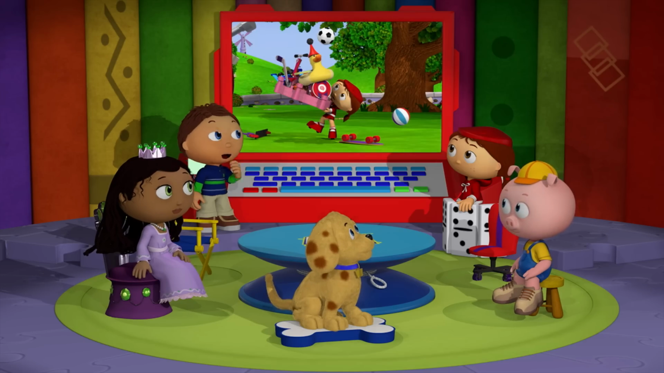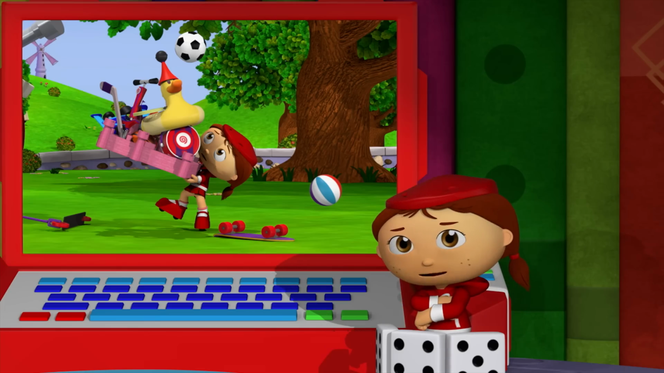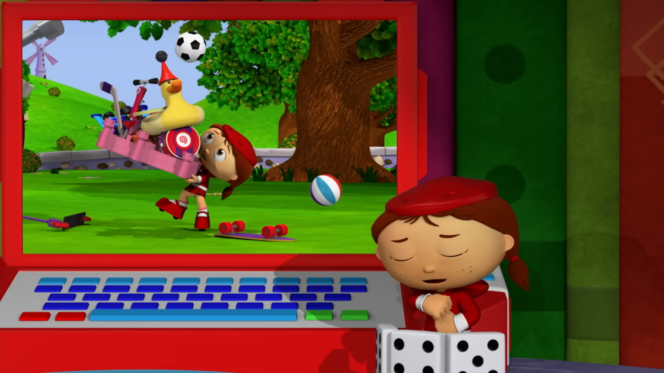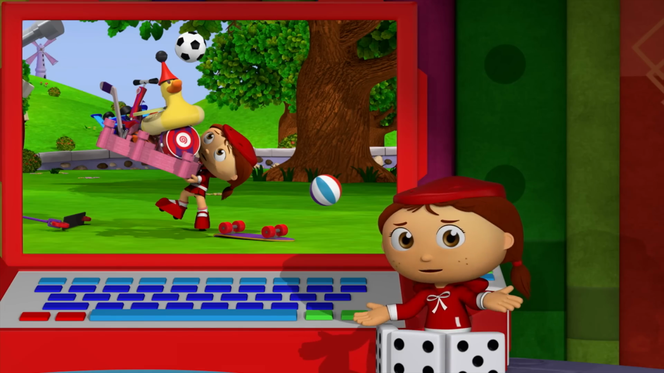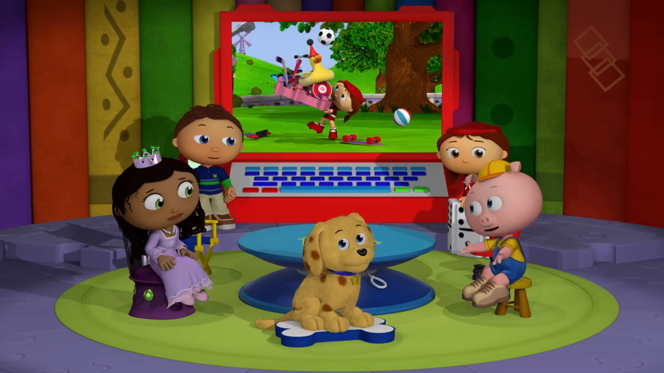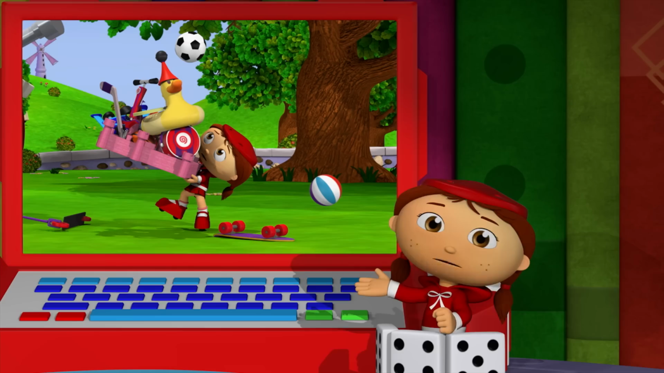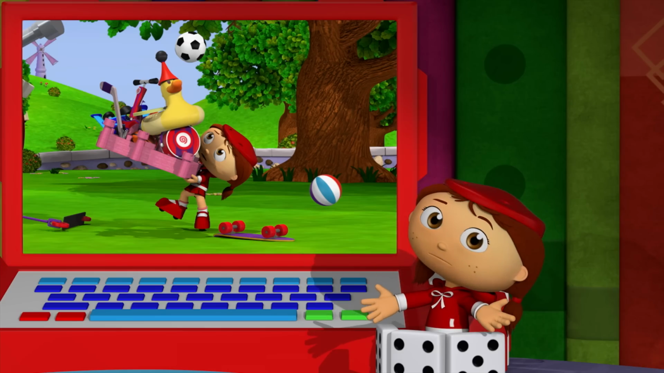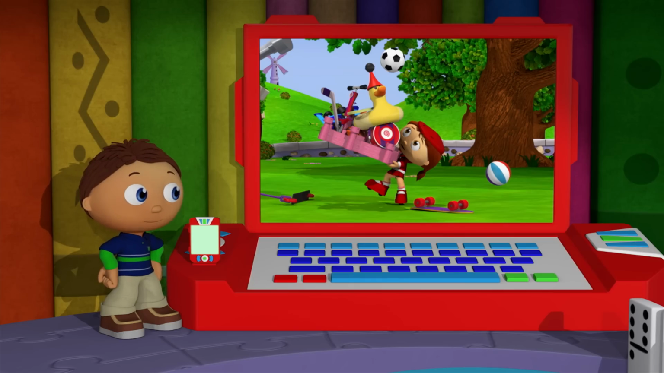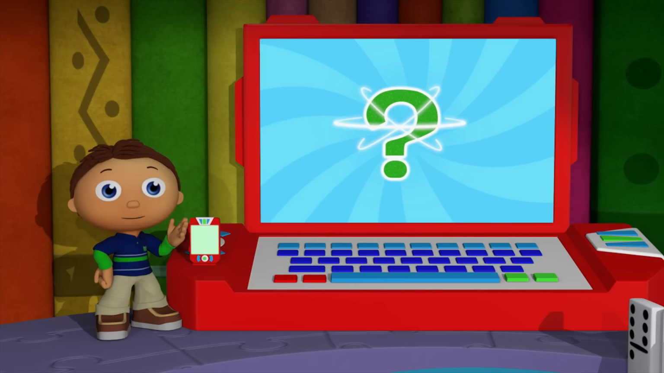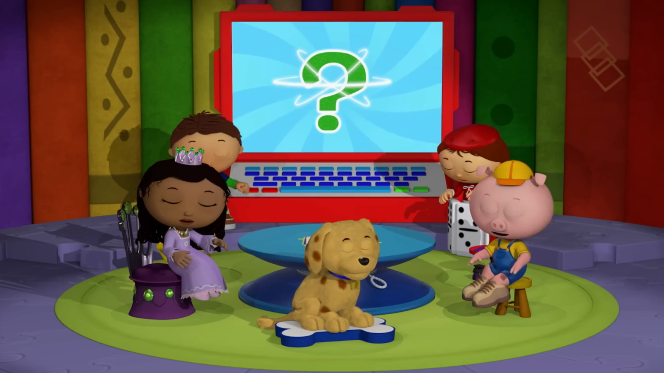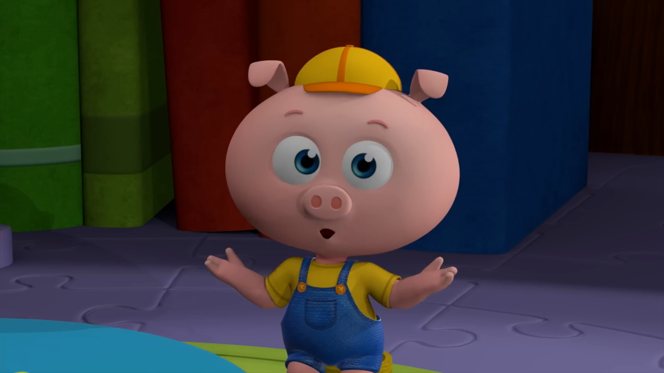Okay, Red, state your problem. I want to take all my toys to the park because more toys will be more fun. Oh, I see. Makes sense to me. But I can't carry them all. What should I do if I can't take all of my toys to the park? Good question, Red. When we have a question, we look in a book. Which book should we look in?